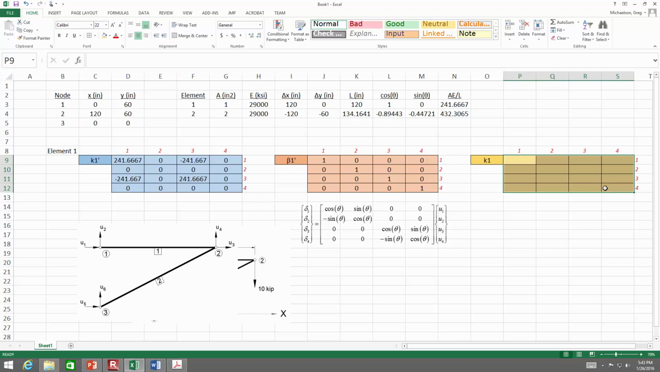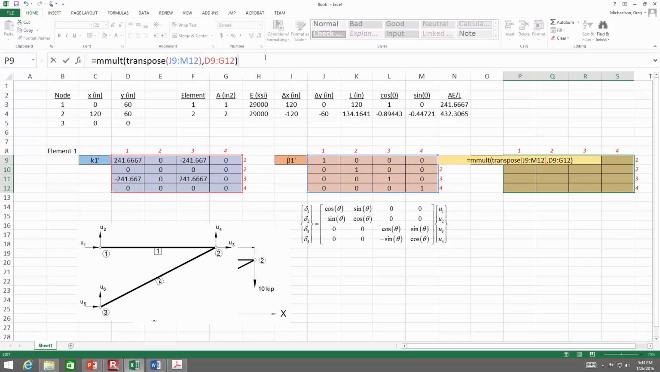Keep in mind I've got the whole thing highlighted. Equals MMULT of what? The first one's beta transpose, right? So we'll say transpose of beta, close that, and then K prime, close that. Okay, does everybody see what I've got up here?